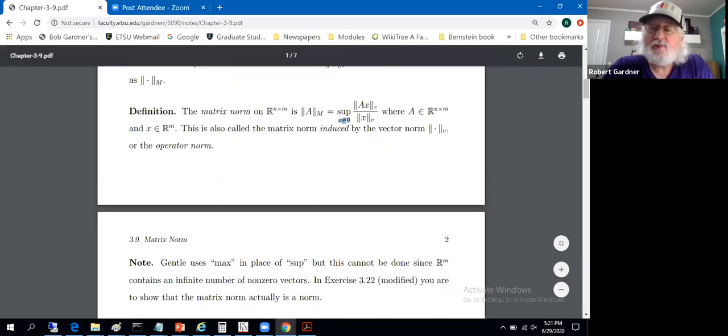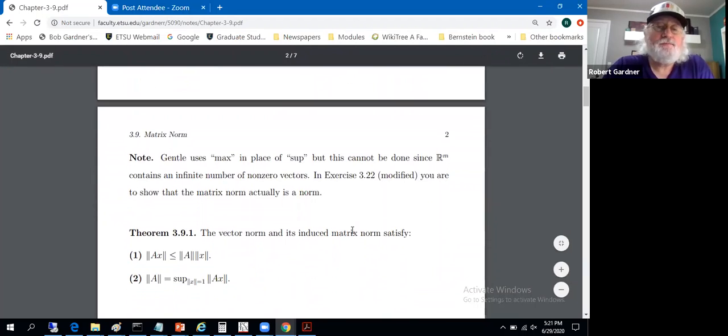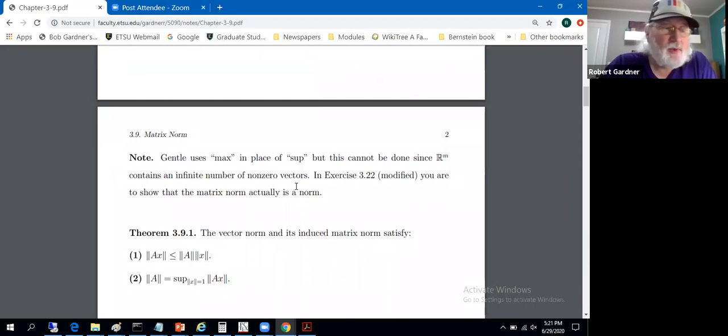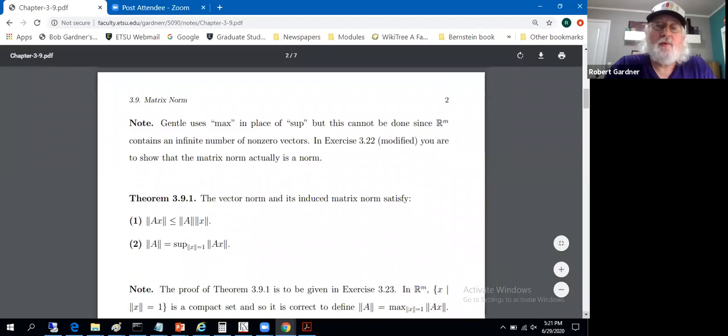You can't do that because we're looking at vectors from Rm, and there's an infinite number of them. An infinite set may not have a maximum. It could still have a supremum, but potentially it won't have a maximum. Certain kinds of sets that are infinite do have maxima, and that's how we'll resolve this. In one of the exercises, which I've modified somewhat when I assign it, you're asked to show that the matrix norm really is a norm. So go through and confirm those properties of a norm for this matrix norm.